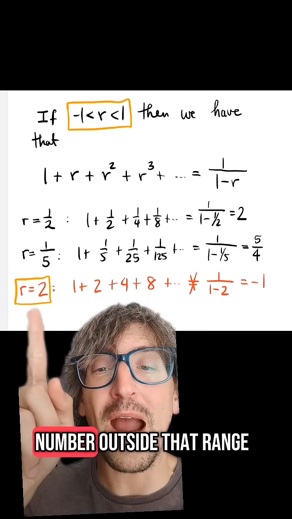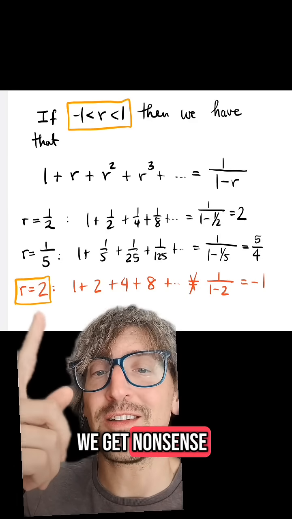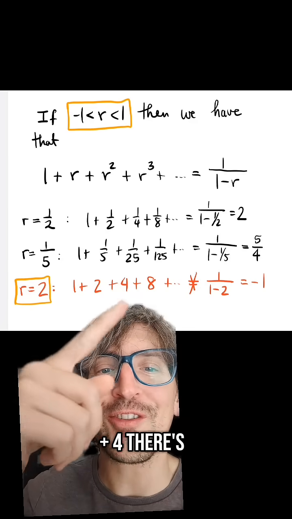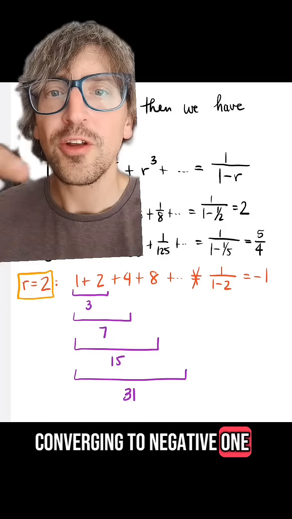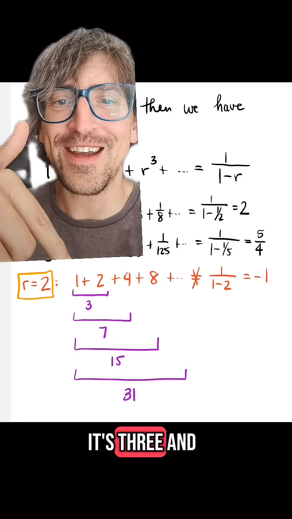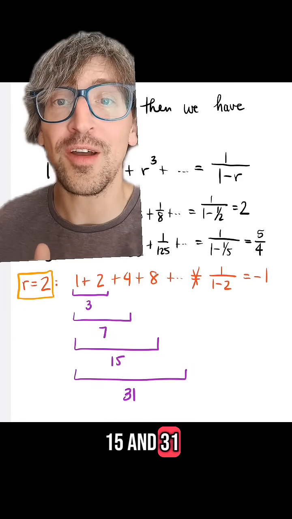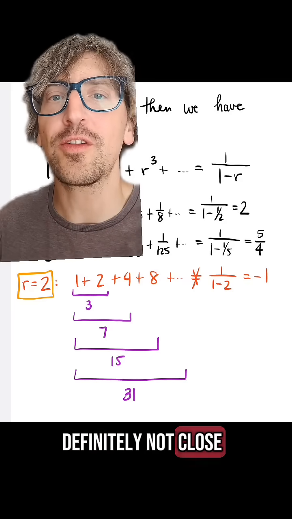But if we plug in a number outside that range, we get nonsense, right? 1 plus 2 plus 4, there's no way that's converging to -1. Look at those partial sums, right? It's 3 and then 7 and 15 and 31. It's getting bigger and bigger, definitely not close to -1.